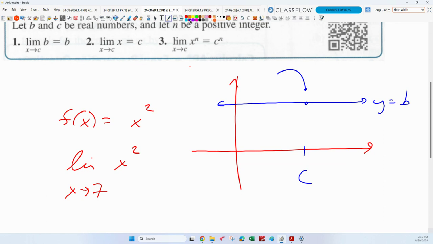Doesn't matter. The y value is always going to be b no matter where, right? Easy answer. What's the limit going to be? The only possible value on the entire function, the y value, which is b. So a piece of cake.